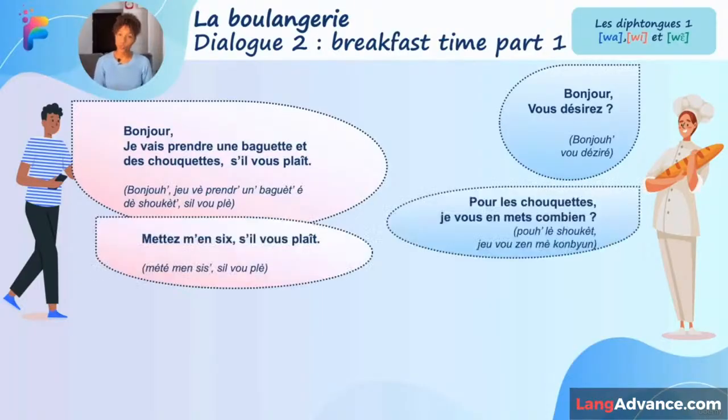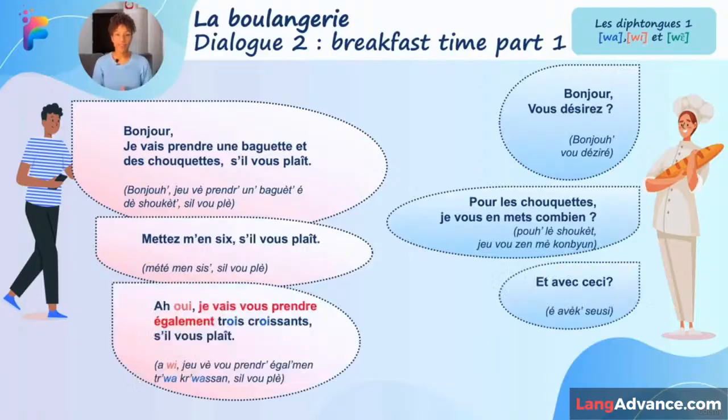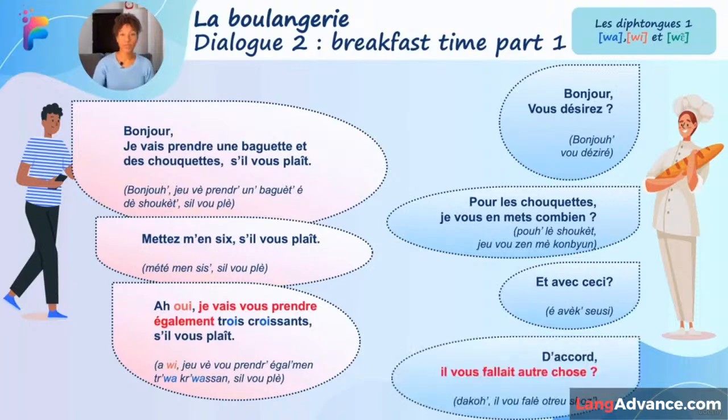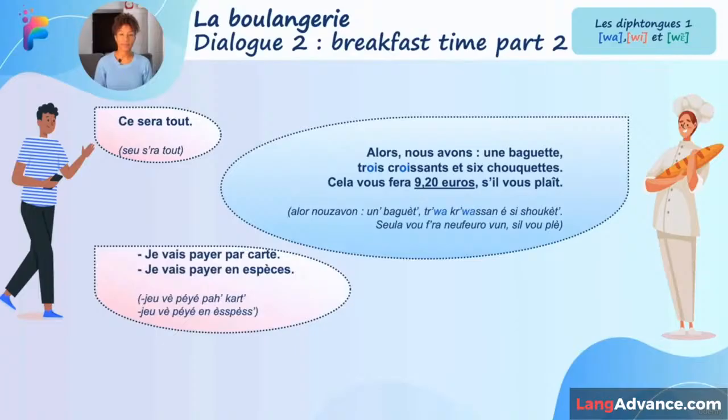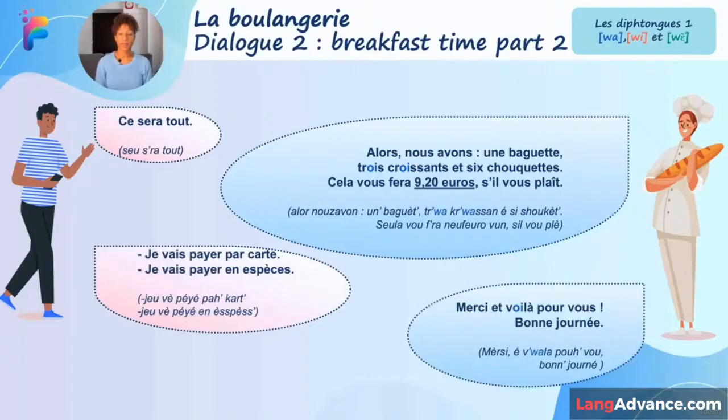Pour les chouquettes, je vous en mets combien? Et avec ceci? D'accord, il vous fallait autre chose? Alors, nous avons une baguette, 3 croissants et 6 chouquettes. Cela vous fera 9,20 €, s'il vous plaît. Merci, et voilà pour vous. Bonne journée.